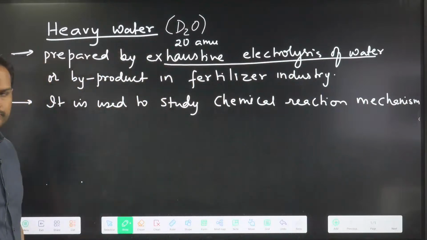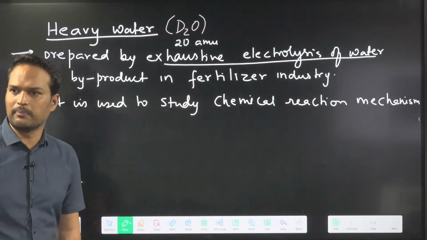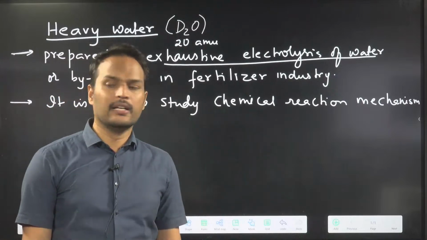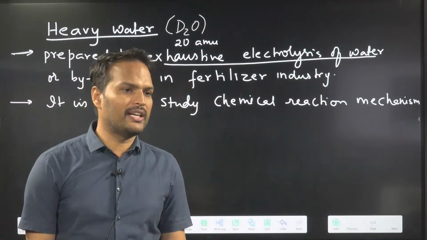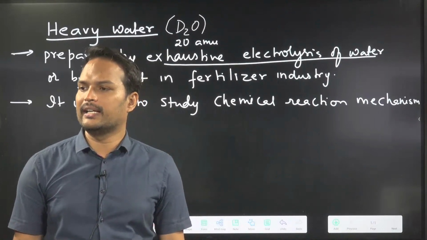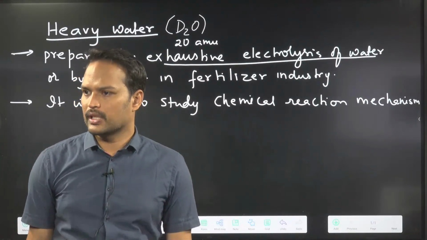So we use this many times in organic chemistry. They write D2O. In hydroboration oxidation, in place of H2O2, they write D2O2. In place of LiAlH4, they can write LiAlD4. So like this.